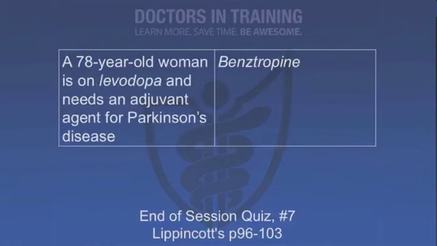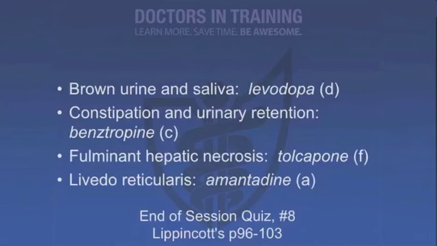A 78-year-old woman is on levodopa and needs an adjuvant agent for Parkinson's disease. This could be several different things, but in our list of medications here, probably benztropine would be the best one. Our next question, match the adverse effect to the Parkinson's disease therapy. So the first one, brown urine saliva, that's easy, that's levodopa. Constipation and urinary retention, this is our anticholinergic effect, so bloated as a toad is our way of remembering the urinary retention and constipation. So the only antimuscarinic drug on this list is benztropine.